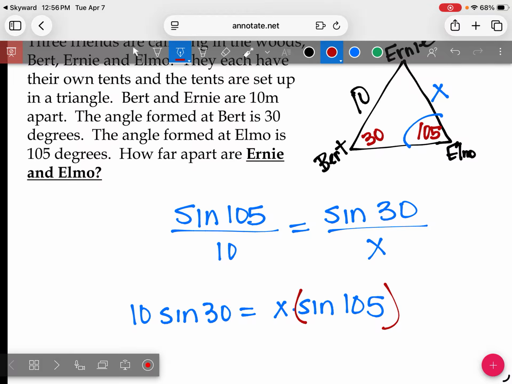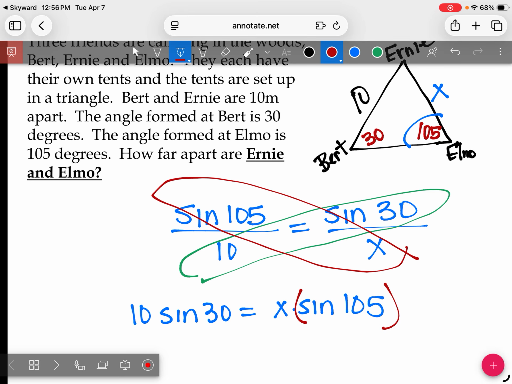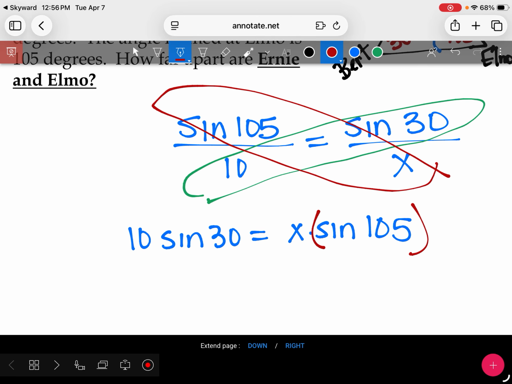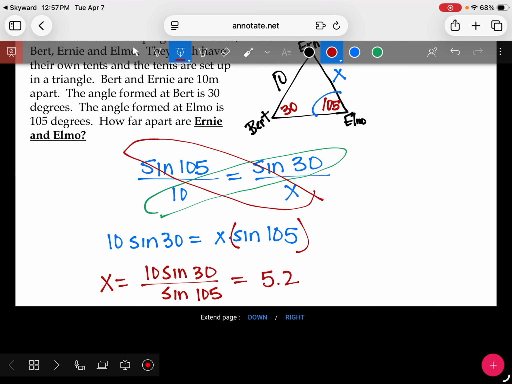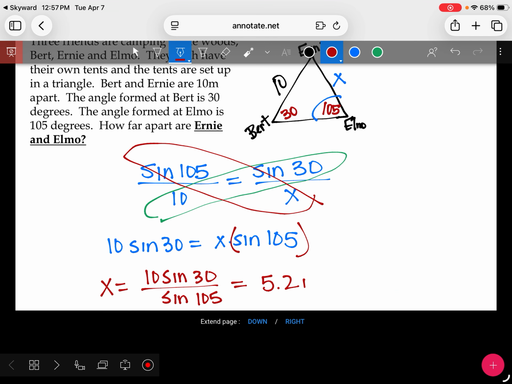So when I cross multiply this direction, I have 10 times the sine of 30. The other direction, x times the sine of 105. And then I need to divide both sides by the sine of 105. So the distance would be 10 sine 30 divided by the sine of 105. It didn't tell me where to round to, so I'm just going to the tenths place. So you should have an answer close to 5.2. And never forget units when we're talking about a word problem.